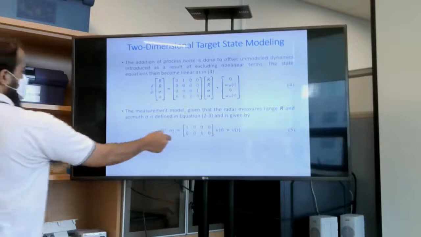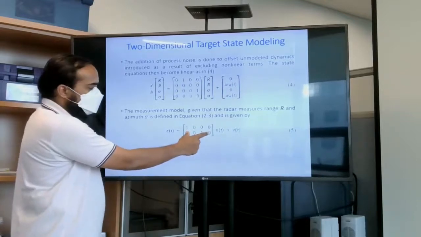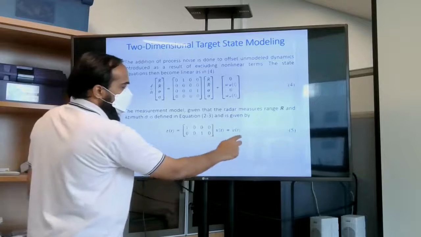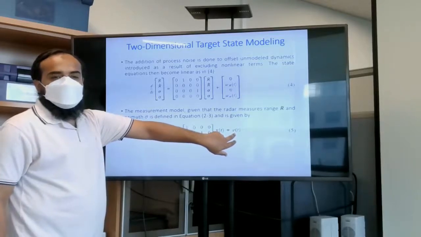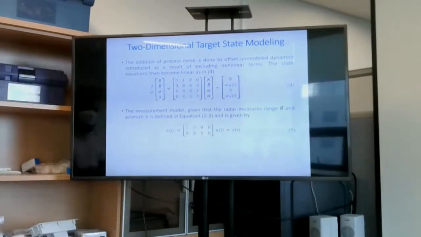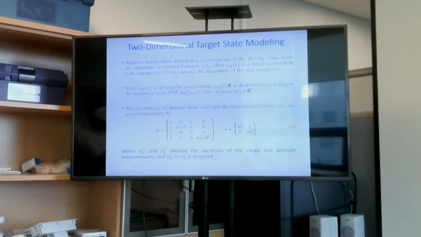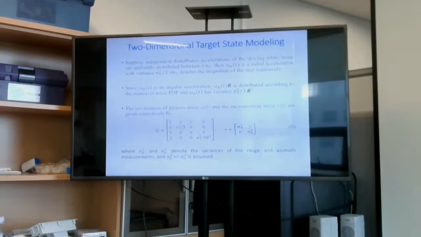Now the measurement equation is given by this equation. This is the measurement equation. We have discussed the measurement matrix, and this is the state vector, and this is the noise. This is the total angle noise, which is equal to the glint noise and tracker angle noise, all in this Vt. Suppose the independent disturbance accelerations of the driving white noise are uniformly distributed between plus and minus Nt. Nt is the magnitude of the step maneuver. Then Wr is the radial acceleration with this variance.